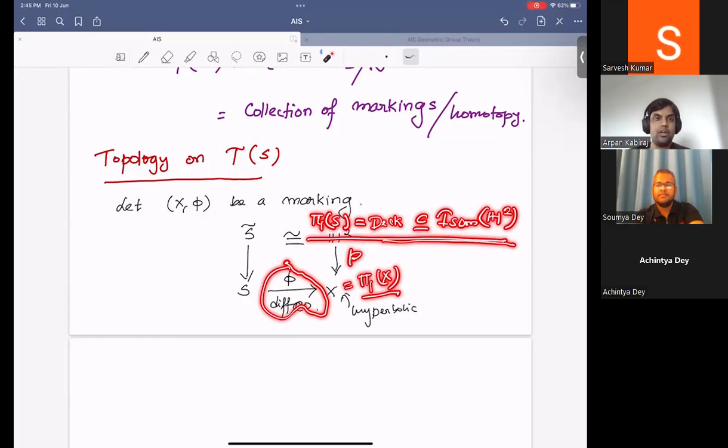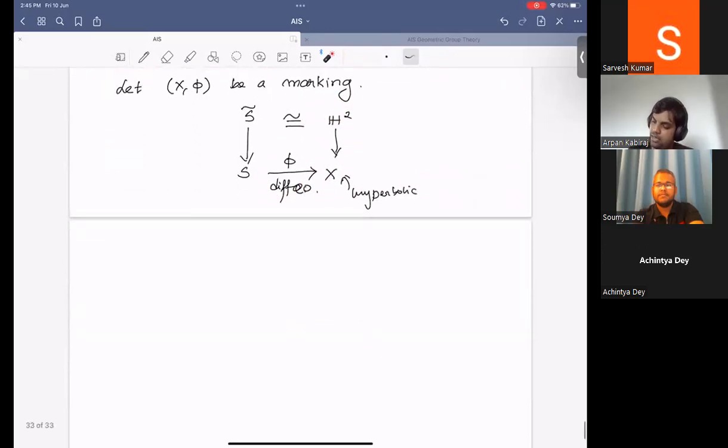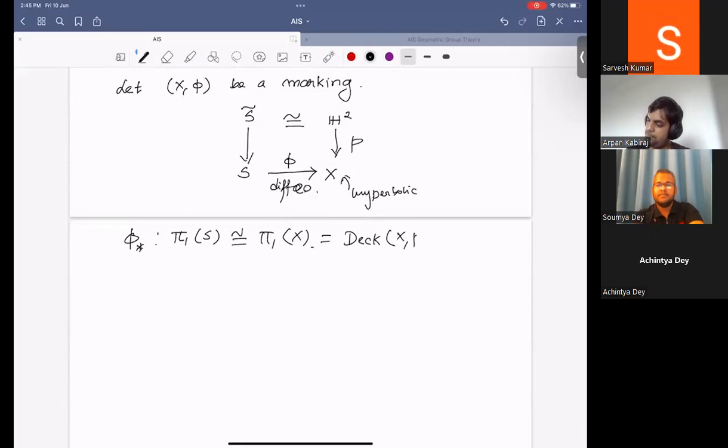Okay. So let me repeat this. So phi star gives you an isomorphism between the fundamental group of S and the fundamental group of X. The fundamental group of X is nothing but the group of all deck transformations of, let's call it X tilde, which sits inside the isometry group of the upper half plane, and because it's orientation preserving, I put isometry group of the upper half plane plus. Any question here?